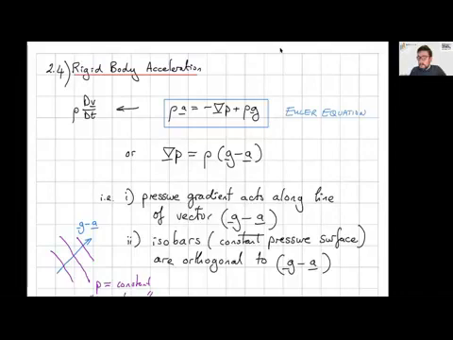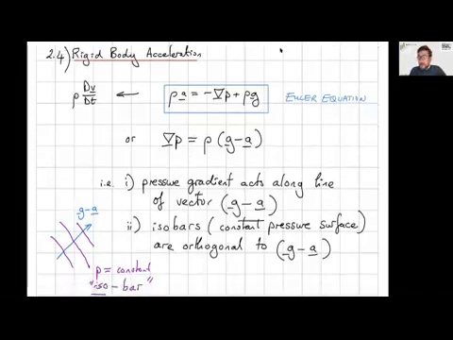So the first thing we might take away from this is that pressure gradients act along a line of this vector. So if I have a vector g minus a that looks like this, then pressure gradients are acting in this direction. And as we know, pressure gradients certainly can drive flows or drive accelerations. And so we might be interested in understanding what direction this net vector g minus a is.